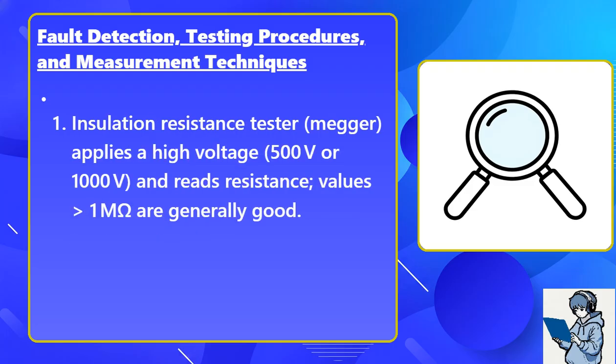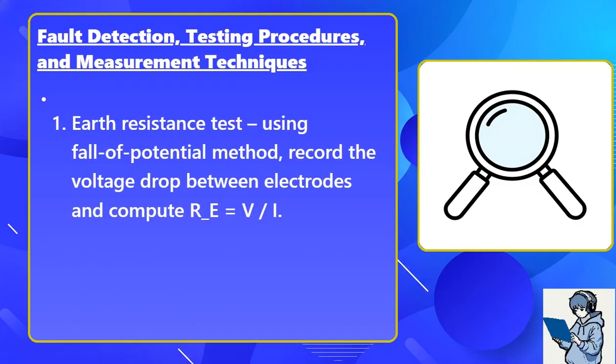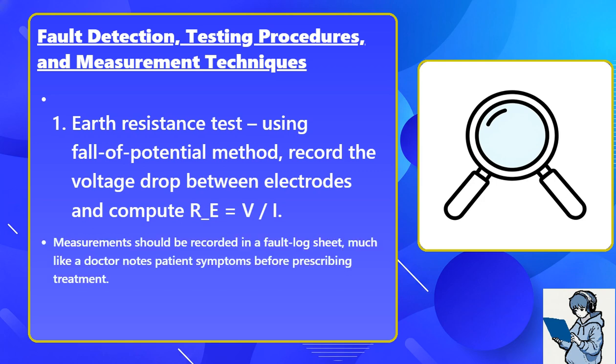An insulation resistance tester, Megger, applies a high voltage, 500 volts or 1000 volts, and reads resistance. Values greater than 1 megaohm are generally good. The RCD test button forces a simulated leakage to verify it trips within 300 milliseconds. Earth resistance test: using the fall of potential method, record the voltage drop between electrodes and compute R_E equals V divided by I. Measurements should be recorded in a fault log sheet, much like a doctor notes patient symptoms before prescribing treatment.